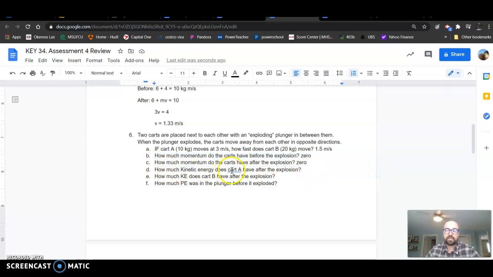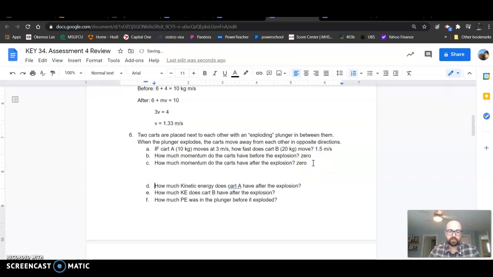How much kinetic energy does cart A have after the explosion? What you've got to use for this next set of questions is kinetic energy equals 1/2 mv squared. So how much does A have after the explosion? Mass 10, velocity 3. So half of 10, which is 5, times 3 squared, or 9. So 5 times 9 gets me 45 joules.